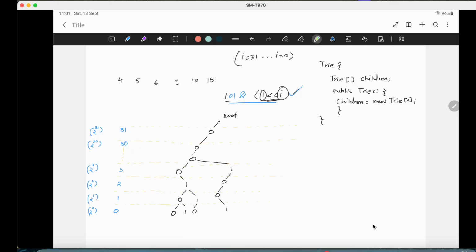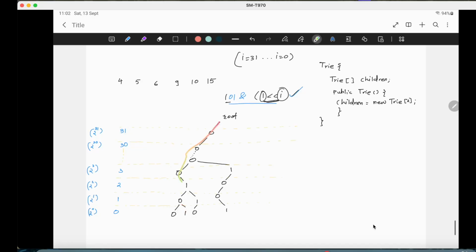Once we reach this one, we check that for 5 the second bit is actually set, so we have to go down this particular path. Once we reach this one, again the first child is 0, so we come right over here. Now here the first bit is set. When we perform 5 and 1 left shift of 0, that is 101 AND 001, and the value is greater than 0. So we have to insert 1 here. This particular path is for 4, and this particular path is for 5. This way we are building our trie. I guess you get the idea.